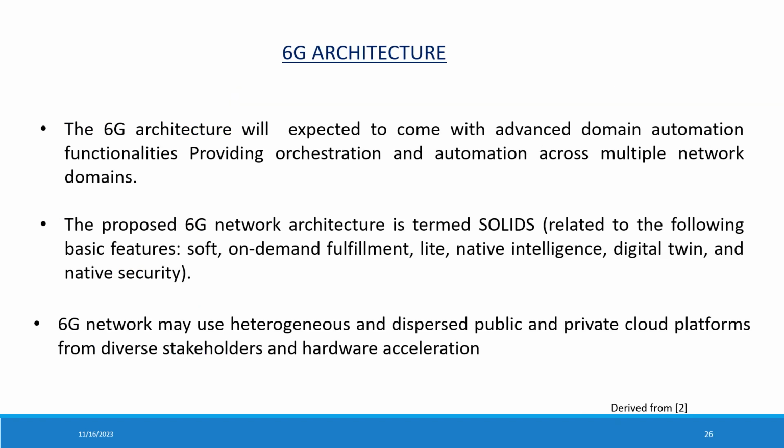Then the 6G architecture. The 6G architecture is still in its early stage of research and development, and it is expected to come with advanced domain automation and functionalities providing orchestration and automation across multiple network domains. The proposed 6G network architecture is termed SOLIDS, that includes six features. First one is S, which stands for soft, then O for on-demand fulfillment, L for light, I for native intelligence, D for digital twin, and S for native security.